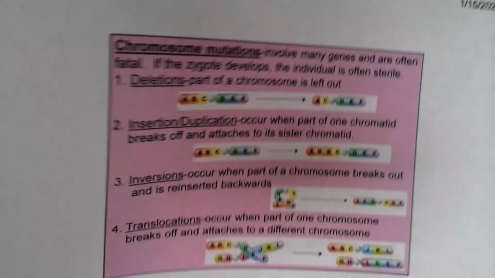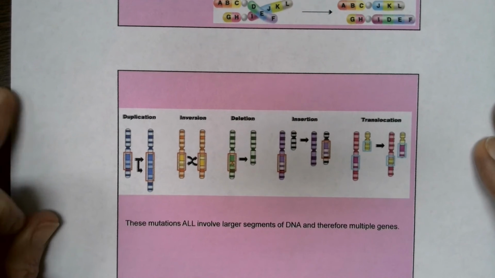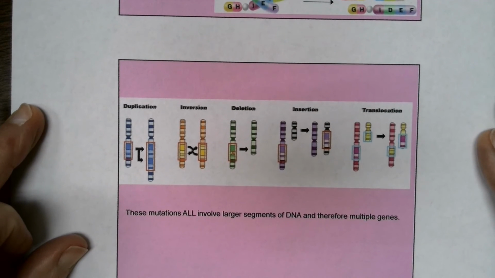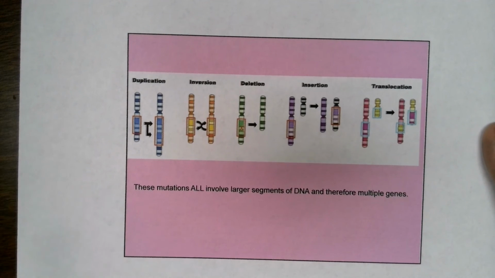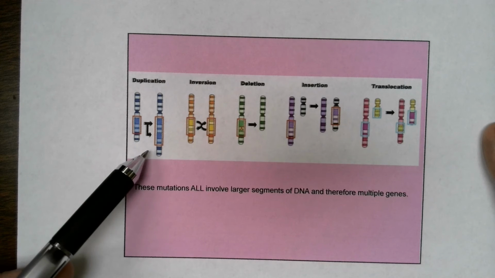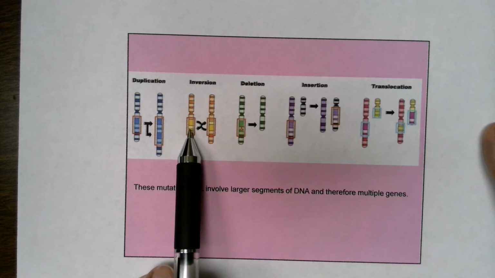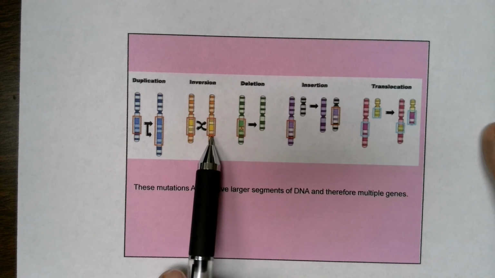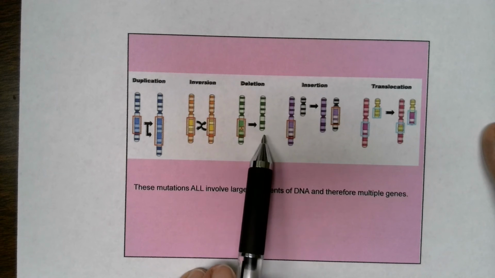Then this is just a different way of looking at some of those same things. Again, they're going to involve large sections of DNA, therefore multiple genes. So here's a duplication. That's the section that's going to be duplicated. Notice it repeats here on the right. An inversion. Notice you got a big yellow block at the top. Now it's flipped around and that big block is at the bottom. Deletion, this section is just cut out.